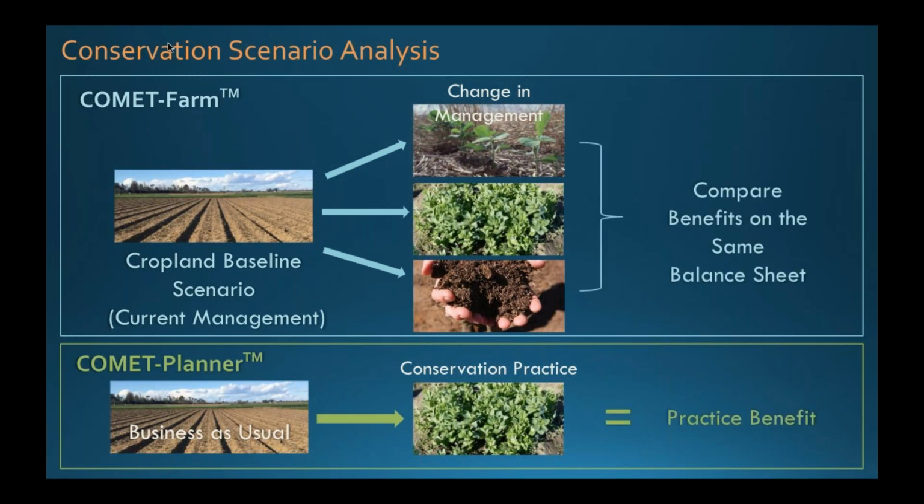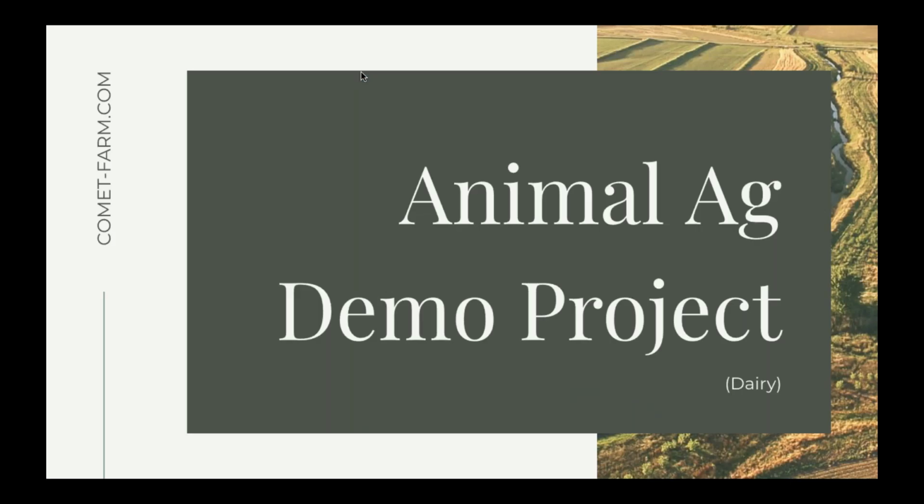COMET Planner and COMET Farm both do this, but I'd like to remind you that COMET Planner pulls from regional averages for a broad description of the conservation benefits, whereas COMET Farm is a more field-to-farm, field-specific analysis. So you can make different parcels and compare smaller parcels, whereas COMET Planner, which I demonstrated at the end of the presentation last week, is pulling on those regional averages for a broader description of conservation benefits.